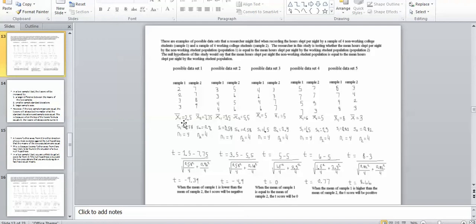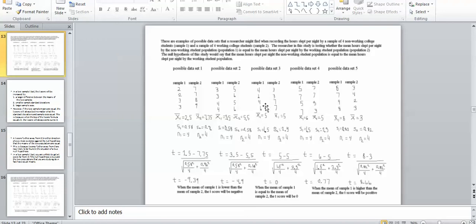What this says is that the average of the 4 non-working students is 2.5. In other words, the mean is 2.5, and the mean of the 4 working college students is 7.75. Over here, this is a different possible outcome in which the 4 non-working students have a mean of 6 hours of sleep, and the 4 working students have a mean of 5 hours of sleep. And right here we have an outcome in which the mean of sample 1 is equal to the mean of sample 2. They're both 5.